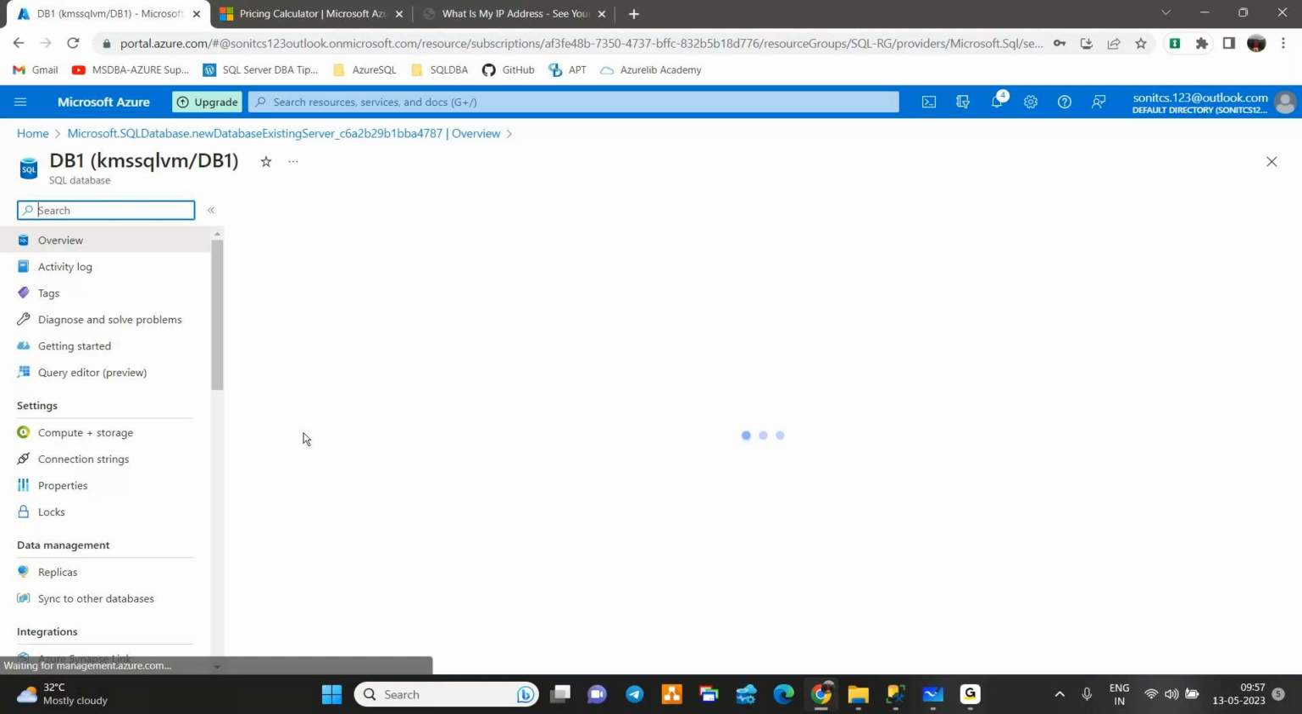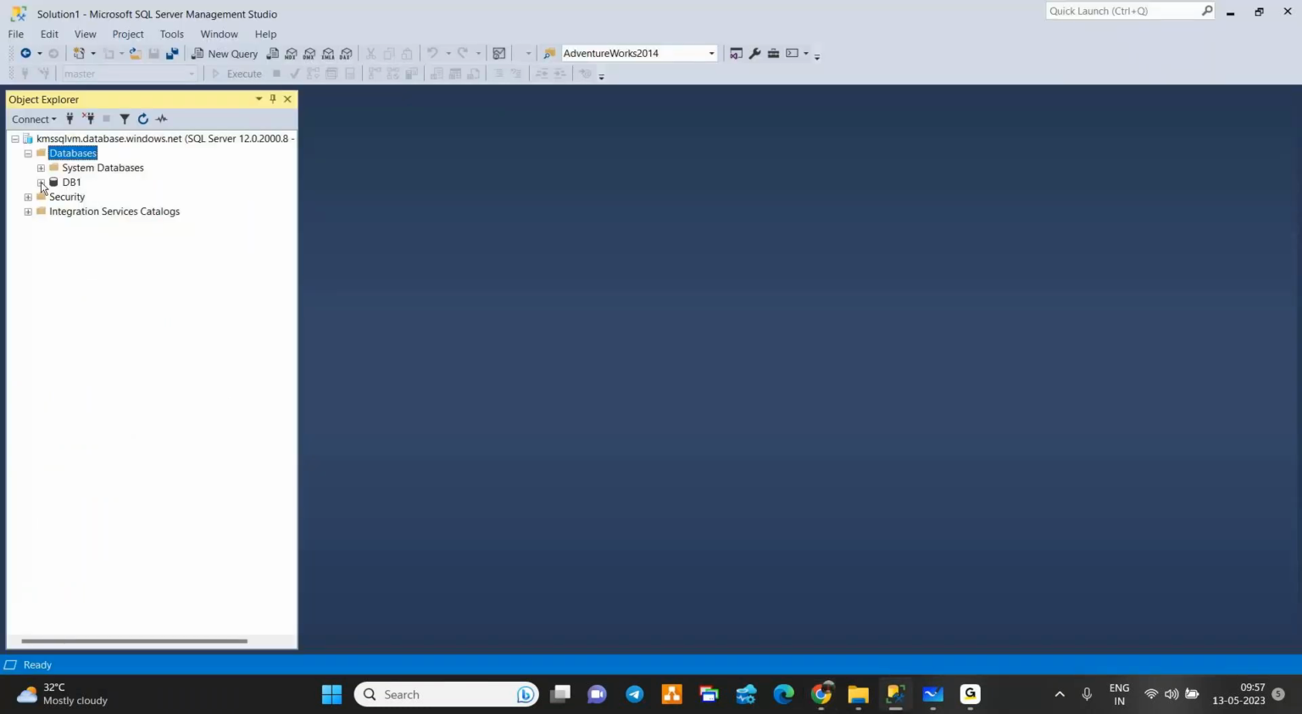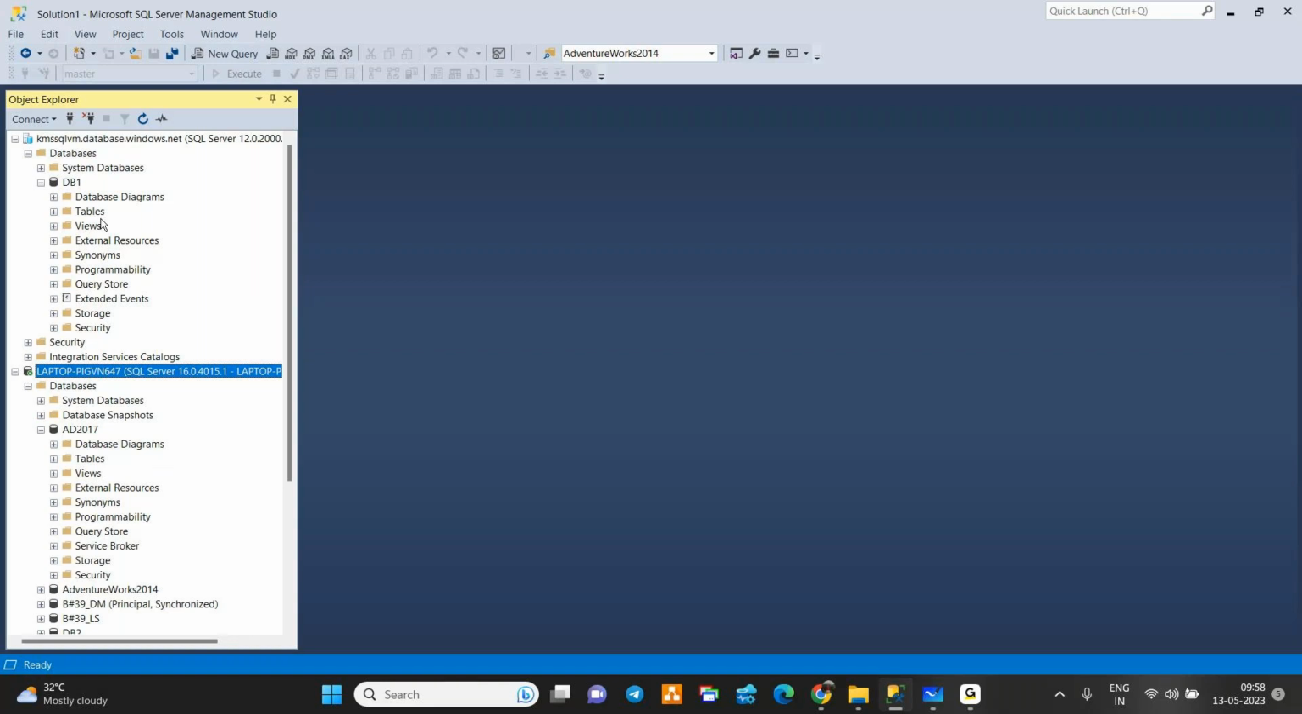I created one database called DB1. If you go and refresh here, you can see the database called DB1. Now this database is just like your traditional database, sir. There is no difference at the database level. Exactly the same. Here also your database looks the same. You can create tables, stored procedures, functions, triggers, and so on. You can do whatever you want here.